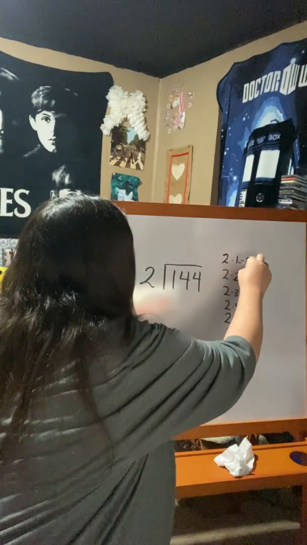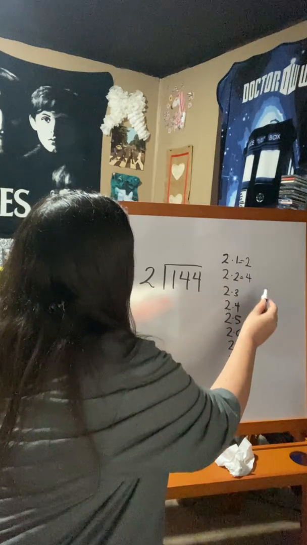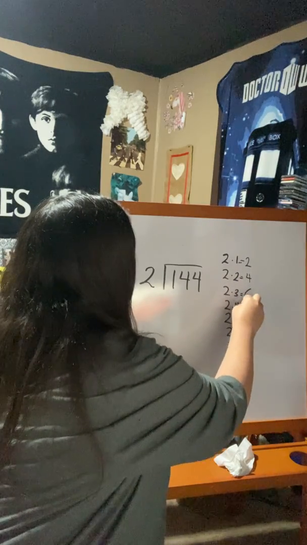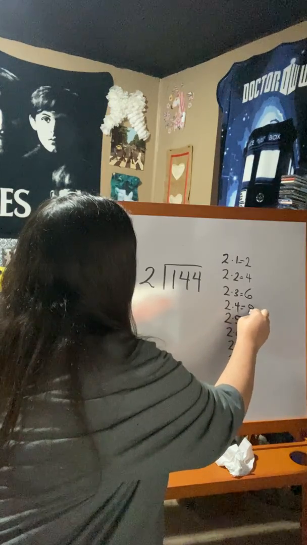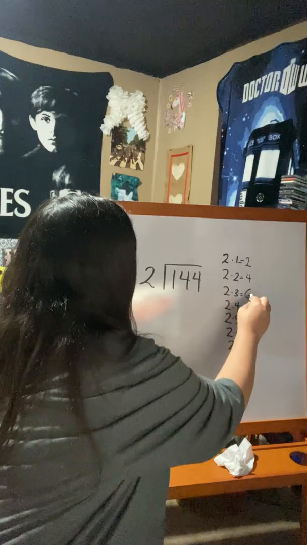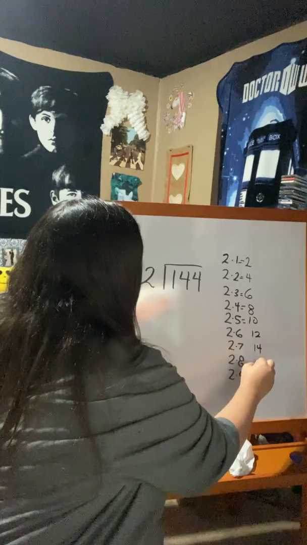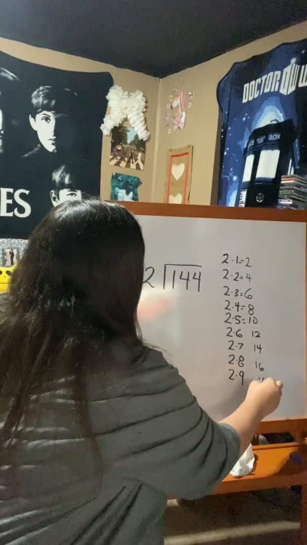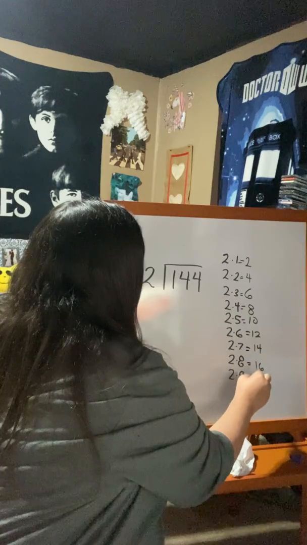2 times 1 is 2. 2 times 2 is 4. 2 times 3 is 6. 2 times 4 is 8. I see a pattern. 2 times 5 is 10. 2, 4, 6, 8, 10, 12, 14, 16, 18. We're counting by twos.